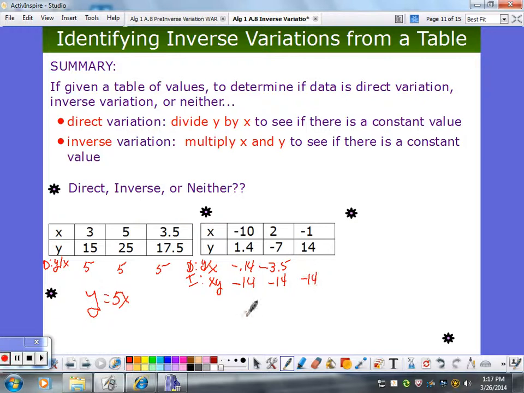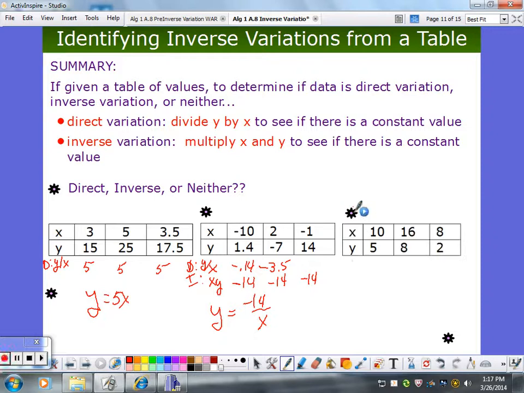So what can I conclude? It's an inverse variation. What would the equation be for this inverse variation? Y equals negative 14 over x. Excellent. Let's try this guy.